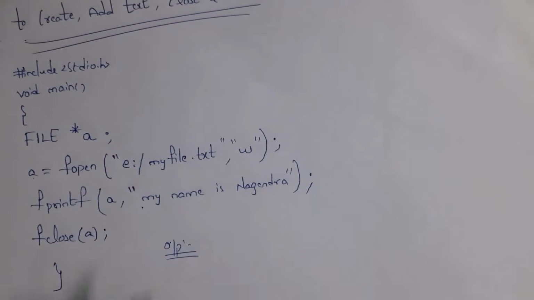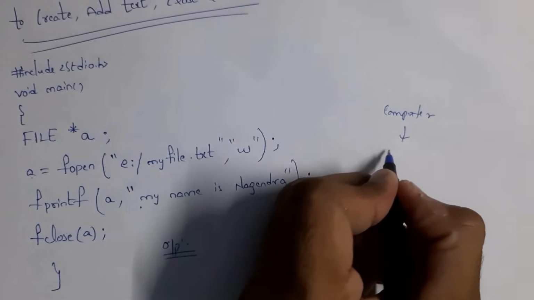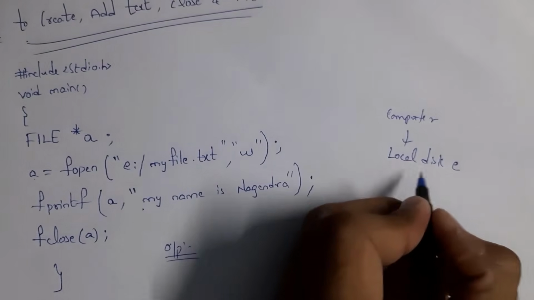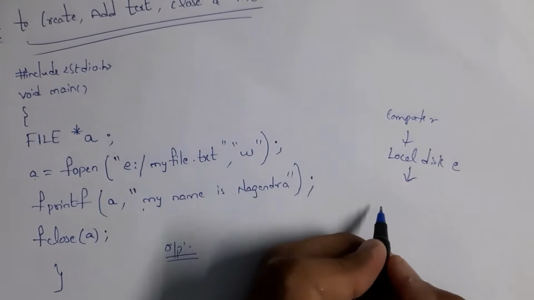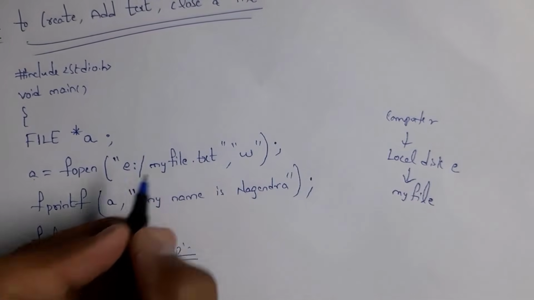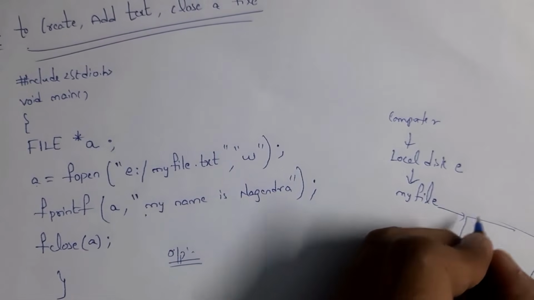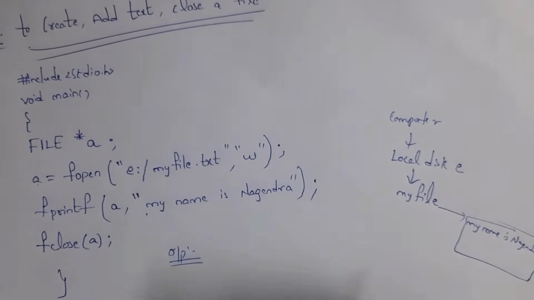After executing this program, you open Computer and inside it open local disk E. Whenever you open local disk E, you can see the file. That file name is myfile because we gave the file name myfile here. If you open this file, then you can see the text, that is, my name is Nagendra. This is how we create a file by using C programming.